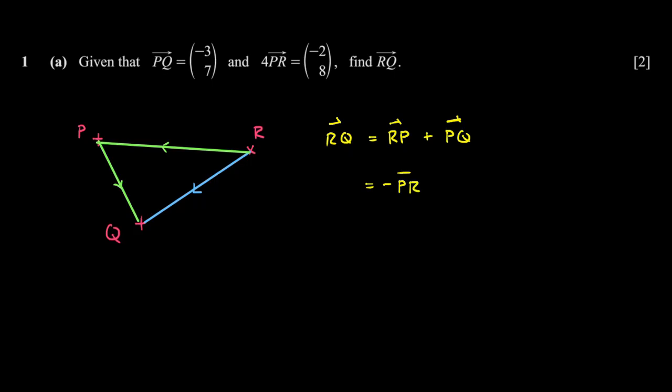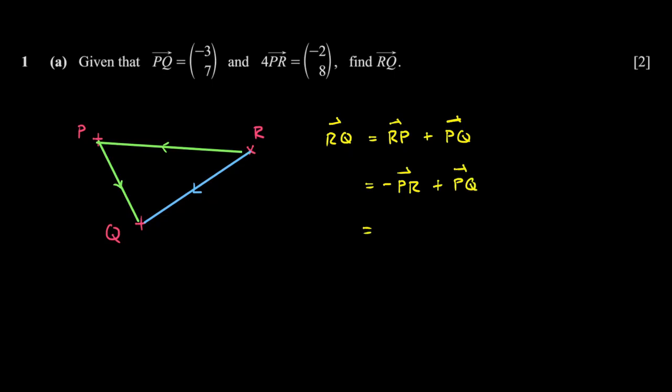Well, RP is equal to negative PR. Now, why is that? Well, because you're going in the opposite direction, right? So if I was to think about this, going from R to P is like doing P to R, but in reverse, right? So RP is minus PR. I'm going backwards. Okay, and we've got PQ. That's given in the information, so that's quite good. So we can write that there.